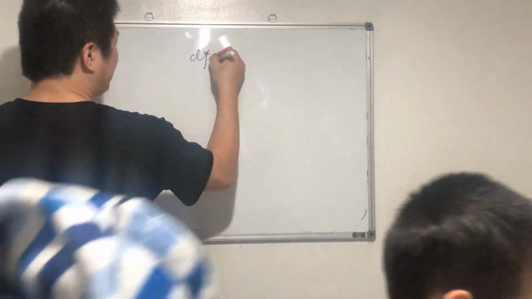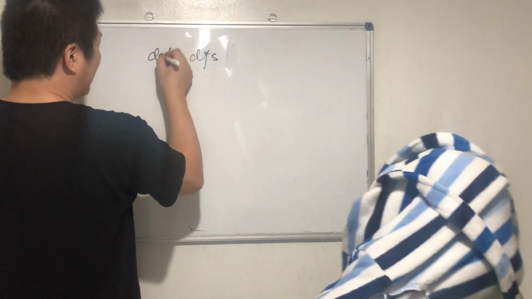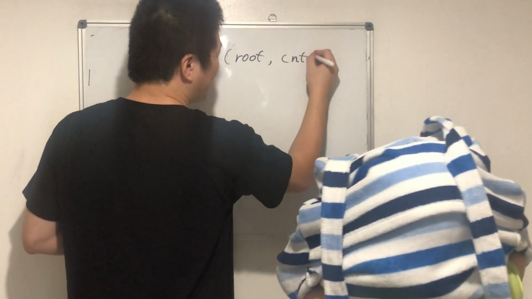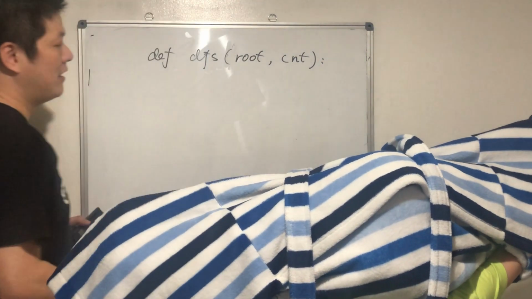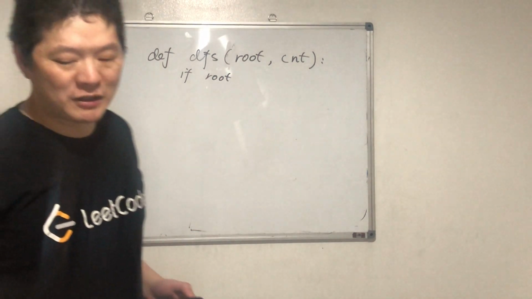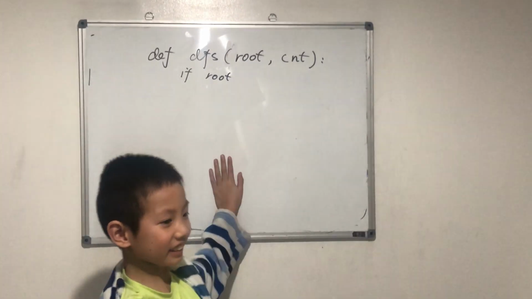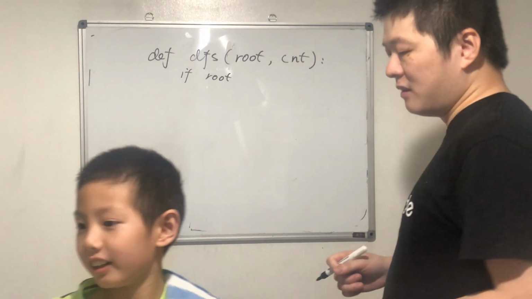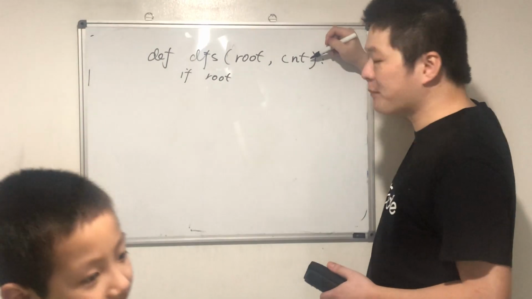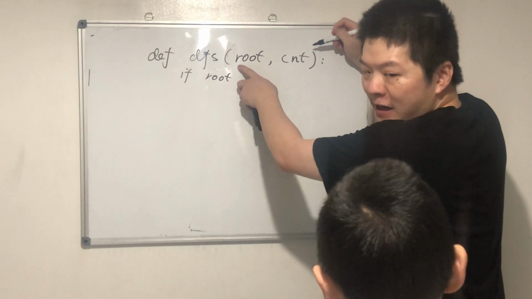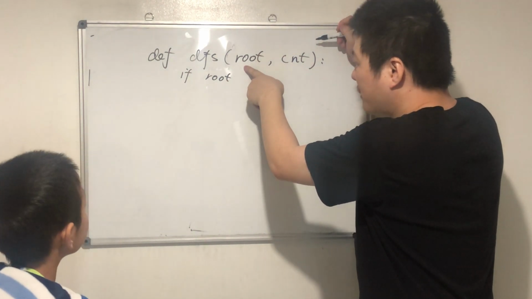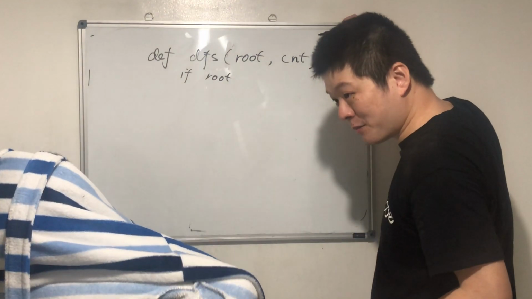Let's define depth-first search with root, and then we also need a counter, right? What does this counter mean? Can you tell me what's missing? I asked you about the counter thing. What does the counter mean? It means the number of children the parent of the root has. That's what the counter means. Does it make sense?